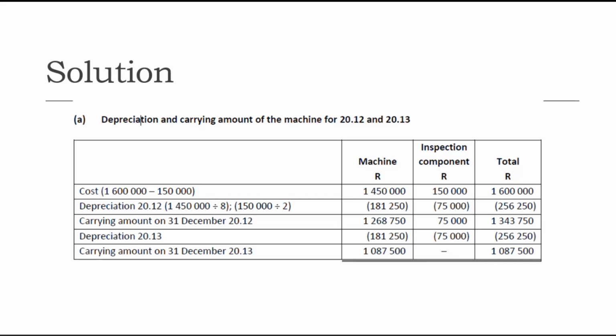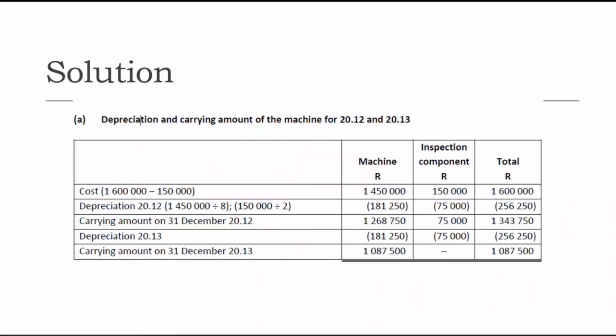Then the inspection was 150,000. Then we applied the depreciation separately to the machine, and separately to the inspection component. So 1,450,000 divided by 8, we get 181,250. That's for the machine. Then for the inspection, 150,000 divided by 2, because we were told that the inspection is done every 2 years. Right. We'll just do the first part of the question. The second part, you can just do at home.